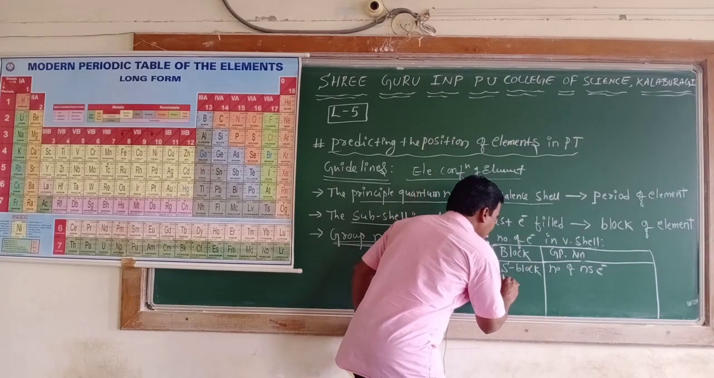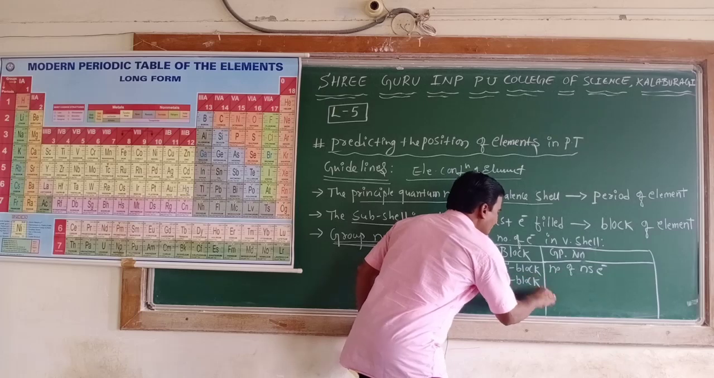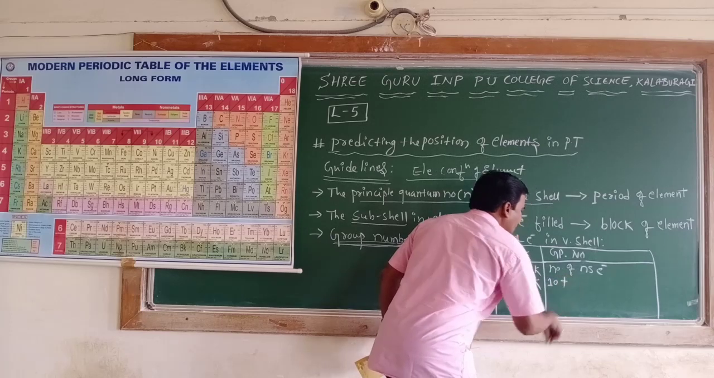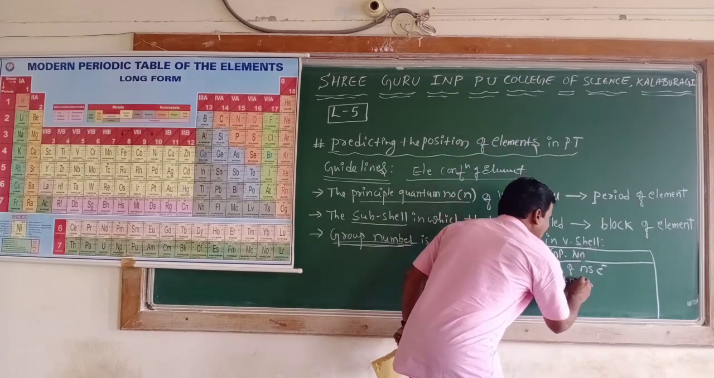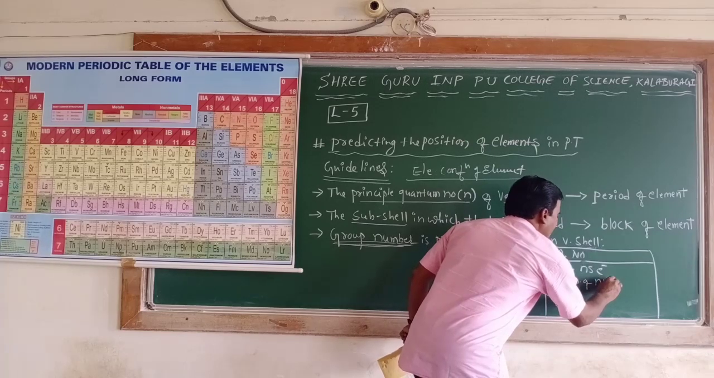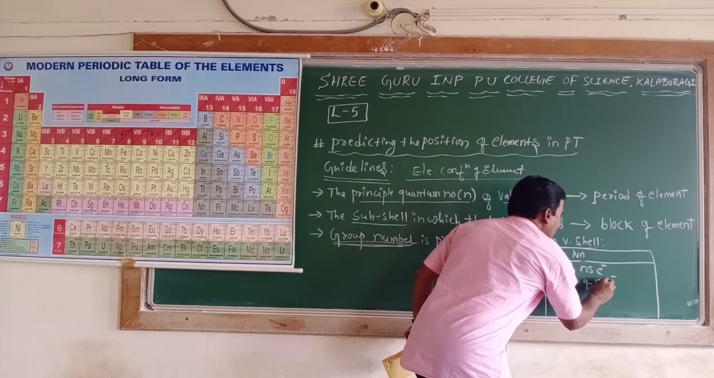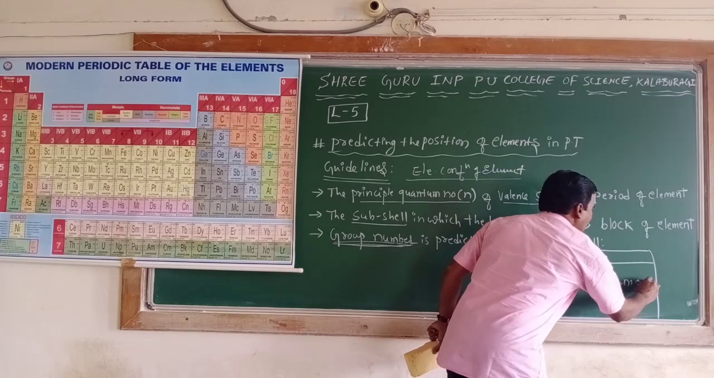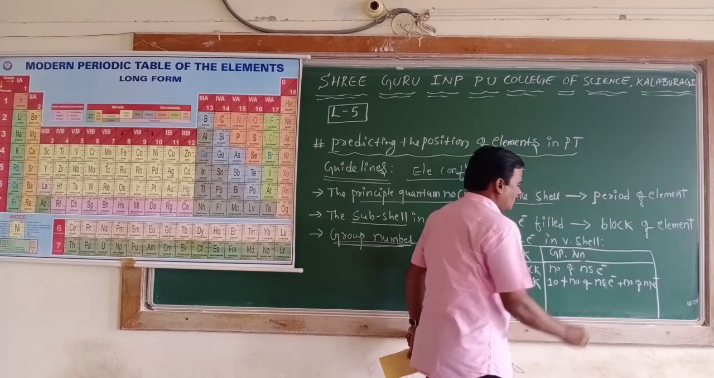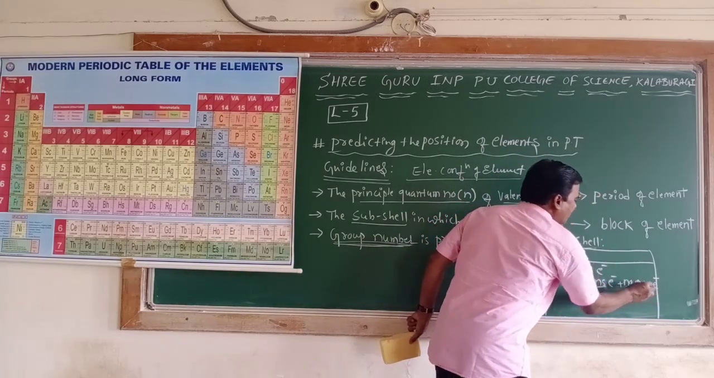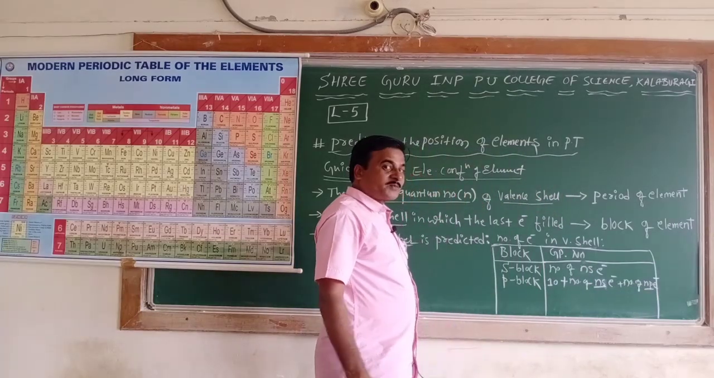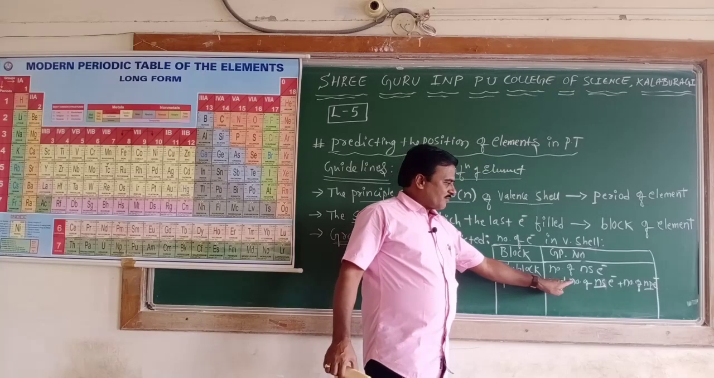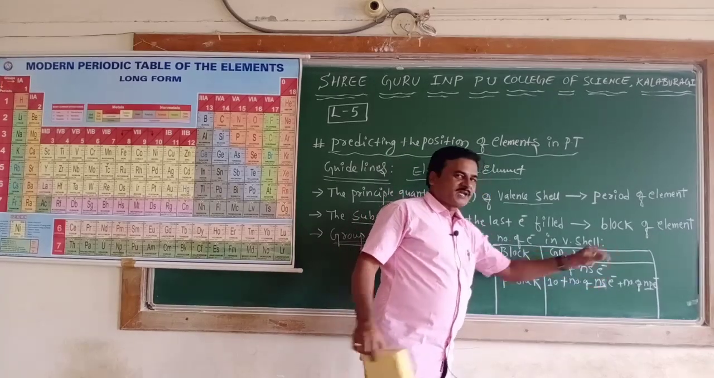Second, for p block, you have 10 plus the number of ns electrons plus the number of np electrons. In case of p block, how to predict the group number? We have 10 plus number of ns electrons plus number of np electrons.